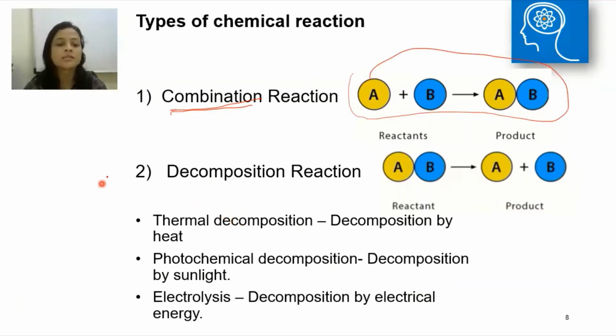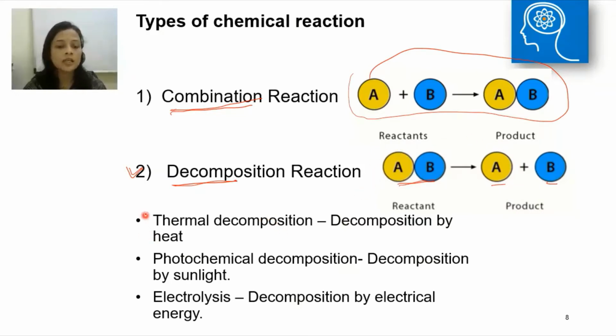Second one is the decomposition reaction. It is nothing but the splitting or decomposition of a compound. Here is the compound which is in combined form. After the chemical reaction, after the chemical process, it gets split up into two parts, that is A and B, and this is the product side. So this is an example of the decomposition reaction.